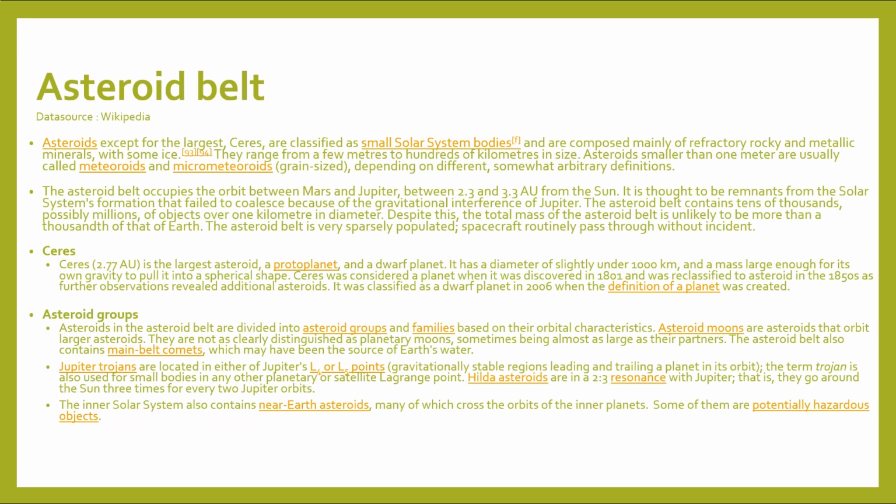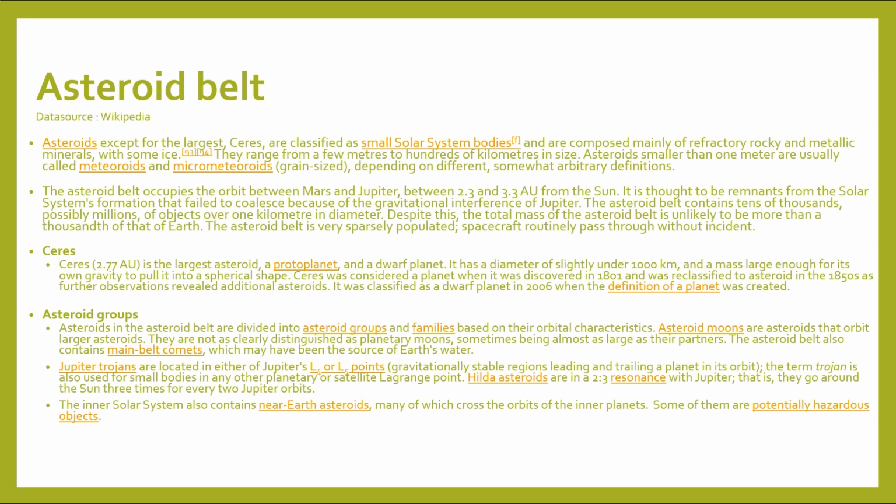Ceres is the largest asteroid, a protoplanet and a dwarf planet. It has a diameter slightly under 1,000 km, and a mass large enough for its own gravity to pull it into a spherical shape. Ceres was considered to be a planet when it was discovered in 1801 and was reclassified as an asteroid in the 1850s as further observation revealed additional asteroids. It was classified as a dwarf planet in 2006 when the definition of planet was created.